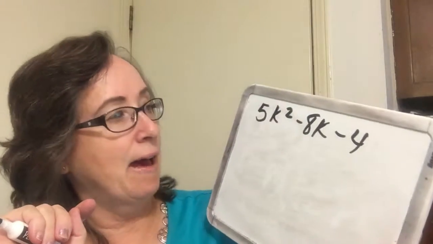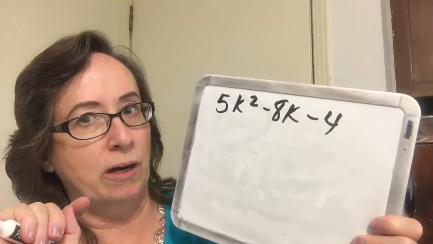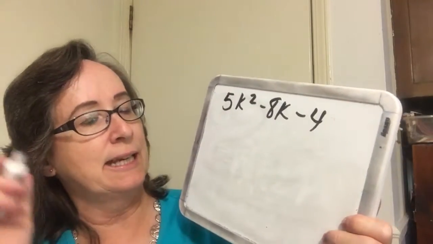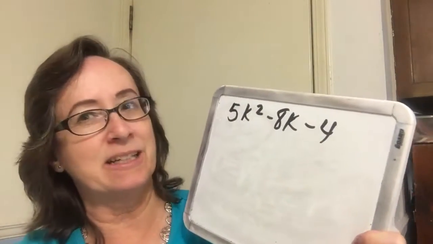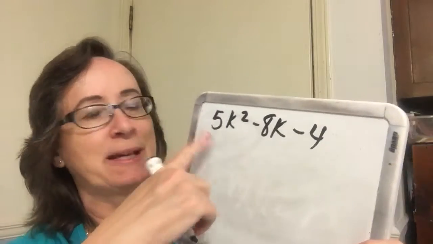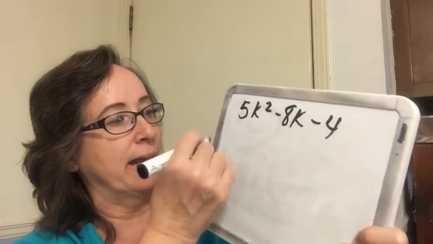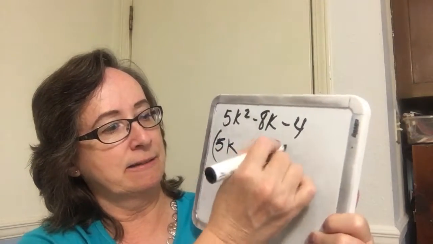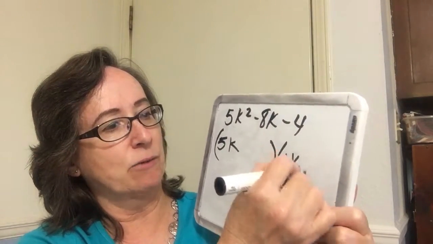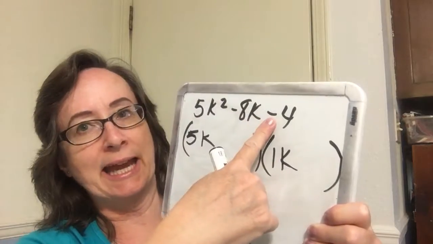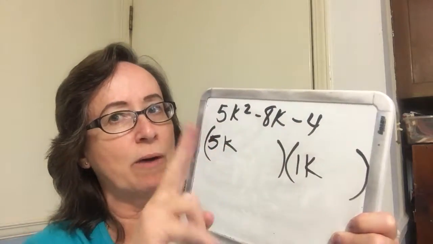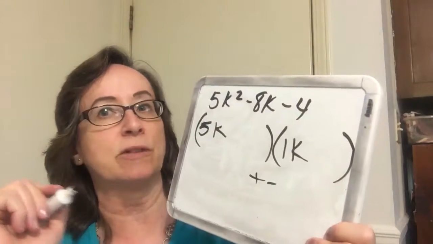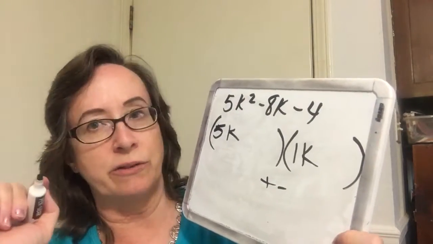Okay, so we have more of the polynomials that do not have a 1 on the front. And this one is still a little bit one of the easier ones because 5 can only be factored one way. So we're going to go ahead and put in 5k and 1k, or just k. I'm looking at a difference, so I've got two opposite signs. And I'm not going to put them in right now because I don't know which direction they're going to go in.